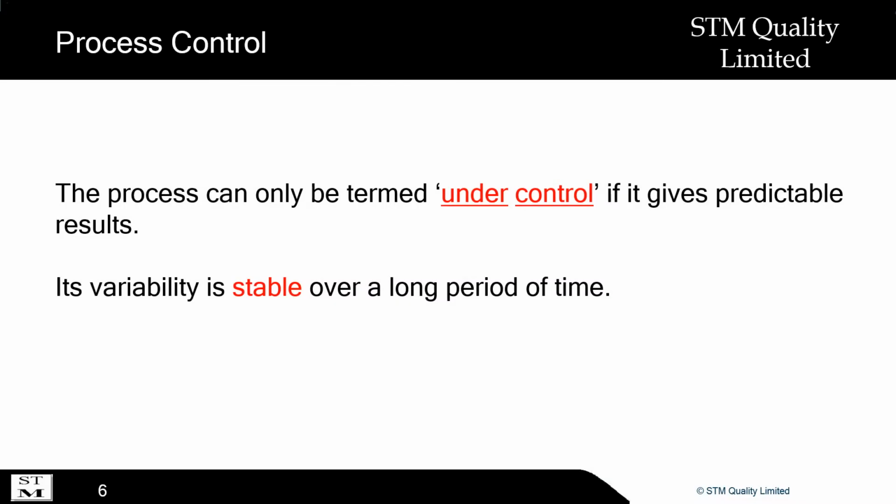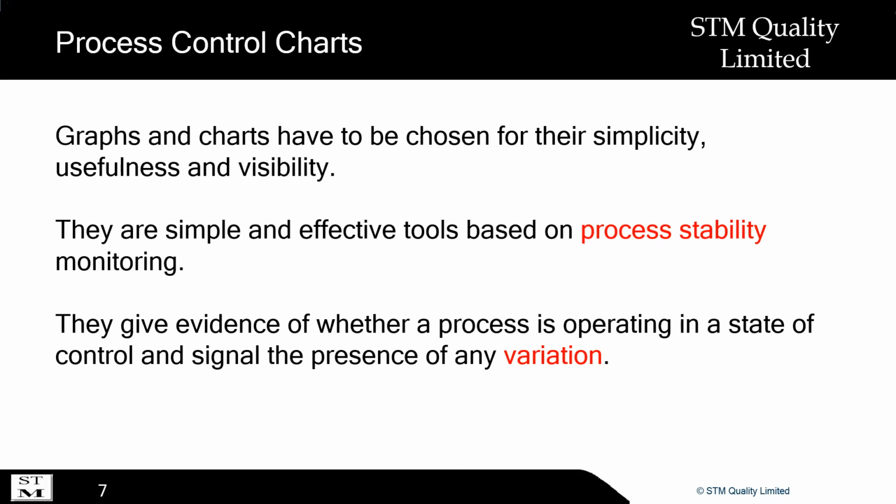Process control. The process can only be termed under control if it gives predictable results. Its variability is stable over a long period of time. Graphs and charts have to be chosen for their simplicity, usefulness and visibility. They are simple and effective tools based on process stability monitoring. They give evidence of whether a process is operating in a state of control and signal the presence of any variation.